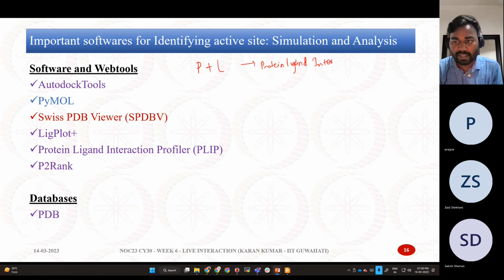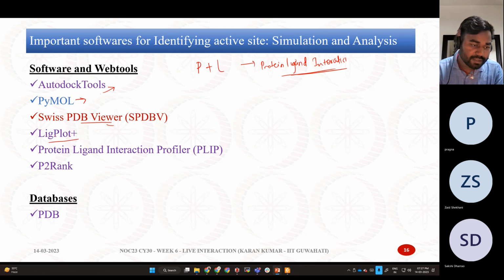To study the protein ligand interaction in silico, you need a software, which is AutoDock Tools. This is a very diversified tool which is used by most computational biologists for docking because in this you can set parameters according to you. Then for visualization you can use PyMol, and you can also use Swiss PDB Viewer.